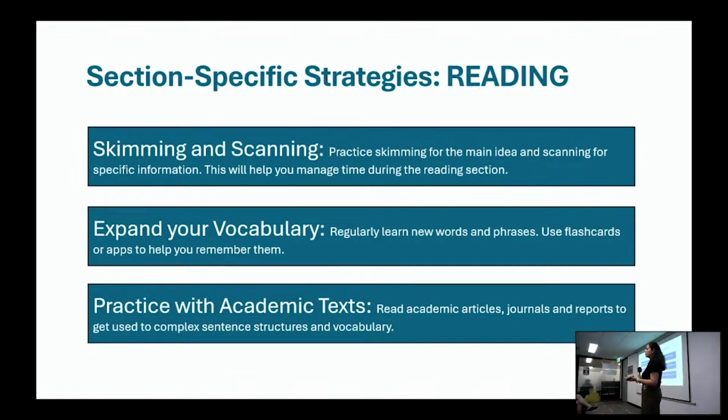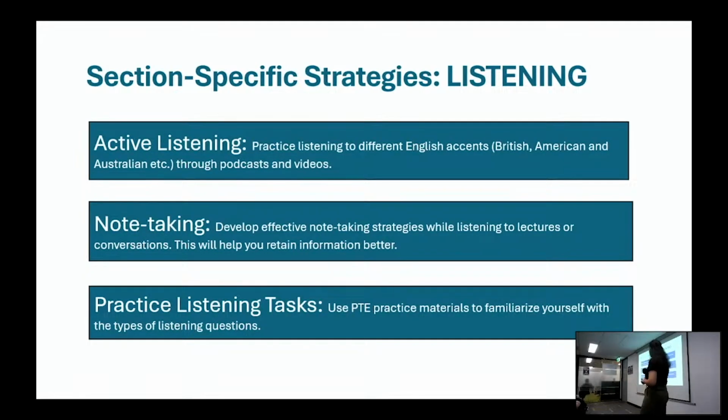If you have a wide range of vocabulary words, that is basically helping your reading plus your writing. If you really want to achieve even more than a 57 plus score or a 79 plus score, definitely you have to expand your vocabulary and practice with academic text. So you have to read academic articles, journals, and reports so that you understand the complex sentence structure and vocabulary. That will also help you to improve your reading skills.